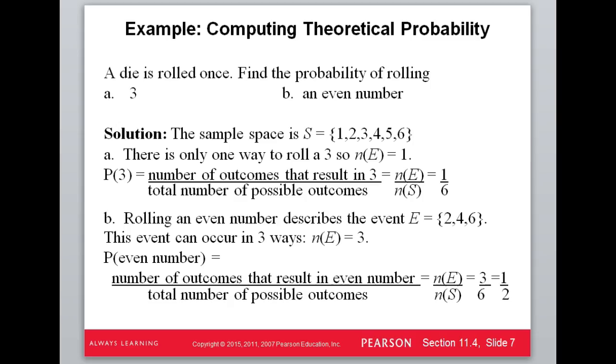Let's look at an example. We roll a single die. A 6-sided die. When you see that we roll a die, just assume that it's 6-sided.